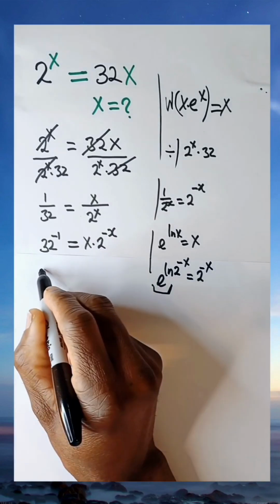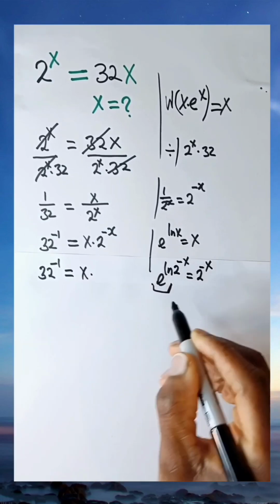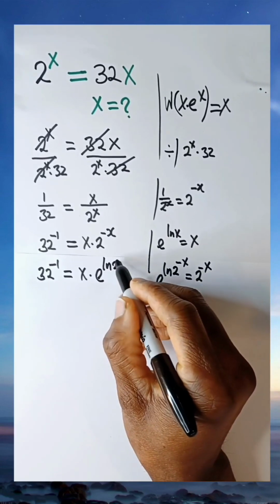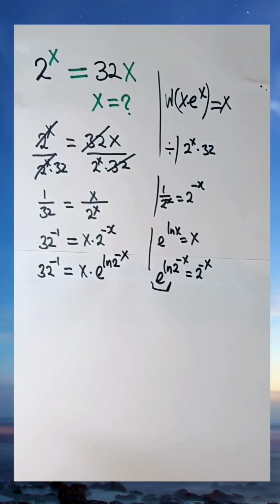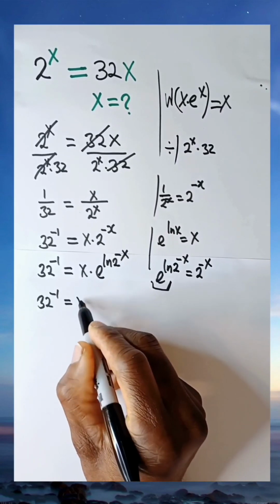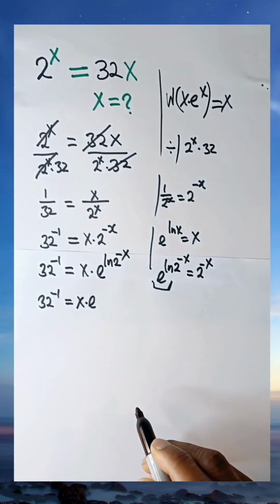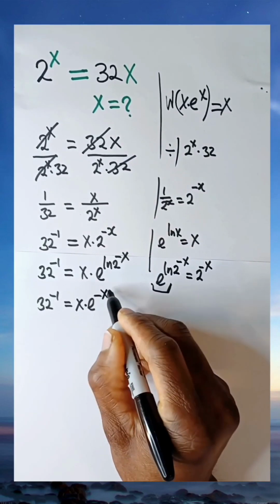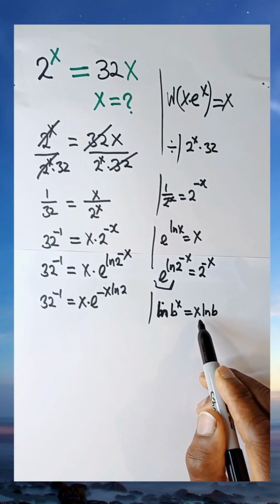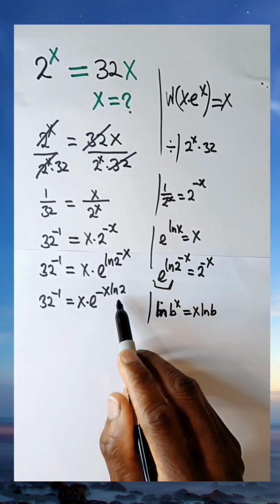So we will represent 2 raised to the power of minus x with this. Okay, so here we have 32 raised to the power of minus 1 is equal to x times e raised to the power of the natural log of 2 raised to the power of minus x. So we will have 32 raised to the power of minus 1 is equal to x times e. This power of minus x will come to the back. Okay, so we will have minus x times the natural log of 2. If we have natural log of b raised to the power of x, this can be expressed as x times the natural log of b. It is this rule that we applied here that gave us this.